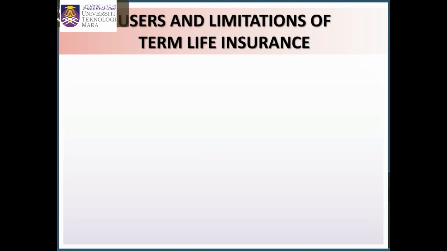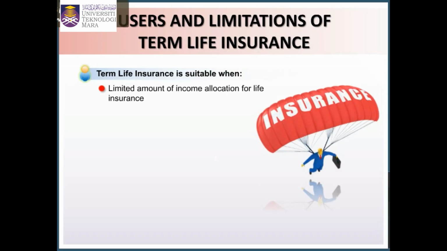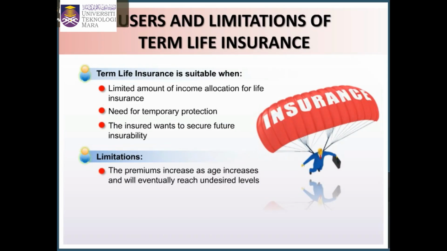Uses and limitations of term life insurance. Term life insurance is suitable when there is a limited amount of income allocation for life insurance. Need for temporary protection. The insured wants to secure future insurability. Limitations. The premiums increase as age increases and will eventually reach undesired levels. Inappropriate if the insured wishes to save money for future usage.